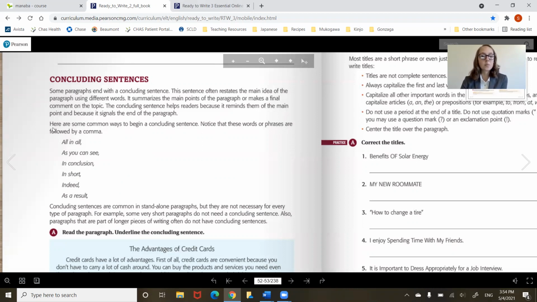Here are some common ways to begin a concluding sentence. Notice that these words or phrases are followed by a comma. All in all, comma. As you can see, in conclusion, in short, indeed, and as a result. I want to mention in our mini writings, these are all okay because the mini writing is semi-formal. If you are doing formal writing, don't use as you can see. You shouldn't use the word you in formal writing. So you can use something more like in conclusion or as a result.